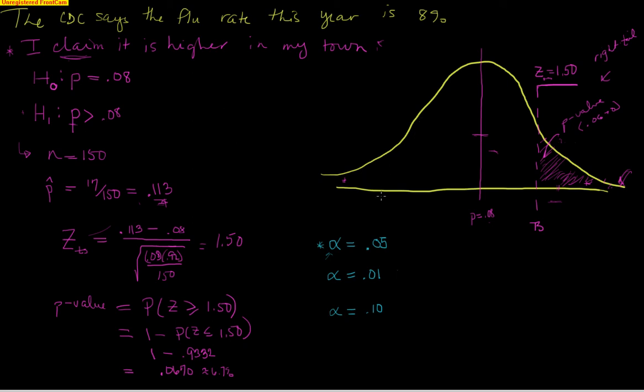We're comfortable with the idea that anything outside of 95%, something that occurs only 5% of the time, is very unusual. And if it's extremely unusual that there would be this big a percentage of people with the flu, maybe something is going on in my town. Maybe the claim is correct. So that's really what we're doing here. Let's start here with this 0.05.